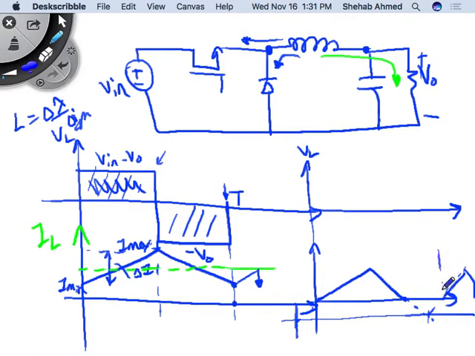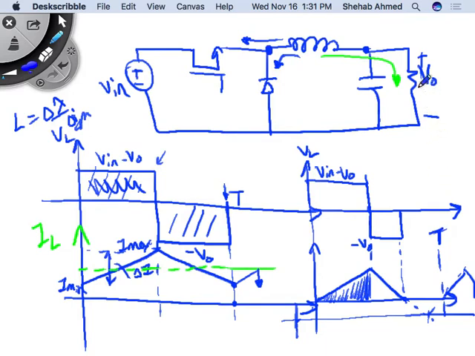This repeats now every switching period. This whole cycle where the inductor current is rising and then the inductor current is falling, right? This was happening when the switch was on. And then I put a negative voltage here across the inductor when the switch is off, right?